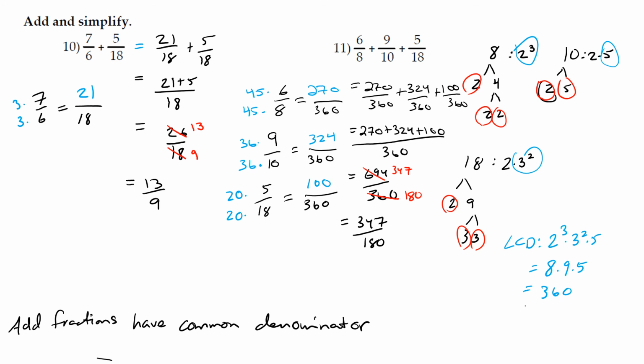So remember, when we add or subtract fractions, we have to have a common denominator. If that common denominator is not very obvious, like number 10, we can always use that prime factorization technique to find it.